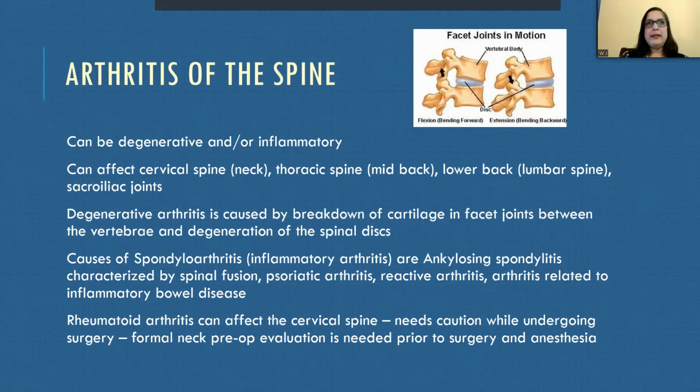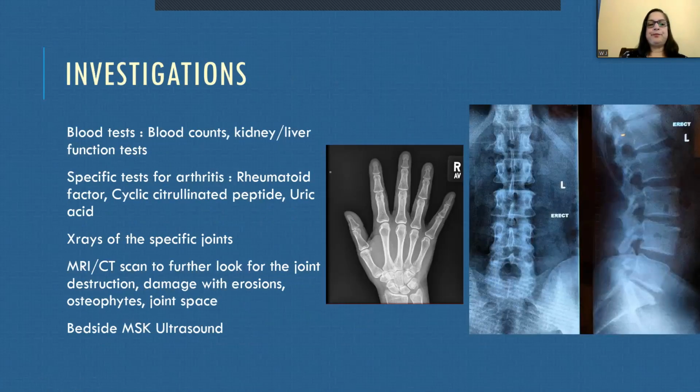Rheumatoid arthritis usually does not affect the lumbar spine or the low back. Patients with rheumatoid arthritis need a formal neck pre-op evaluation prior to surgery and anesthesia.